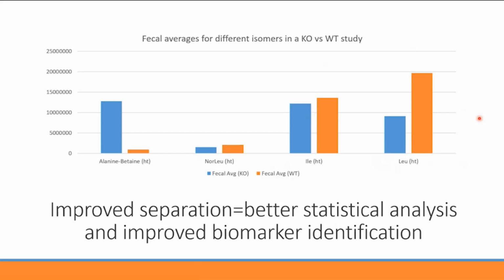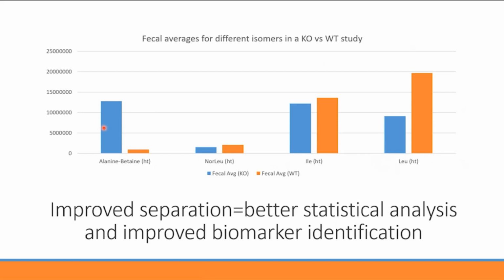And note, we can also get a clean separation again in analysis of leucine and isoleucine, and the clean difference between alanine betaine, which is highly elevated in this knockout model, which allows us to then accurately predict that it will be a key biomarker for whatever this knockout model is assigned to.